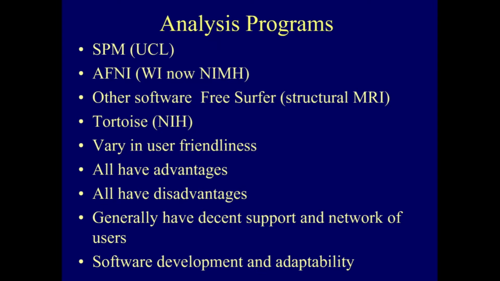There are a variety of analysis programs available that can be used for structural or functional analysis. One is Statistical Parametric Mapping, or SPM, from University College London. AFNI, which was invented in Wisconsin, now is housed at NIMH. There are other software packages available, such as FreeSurfer for structural MRI volume determination and segmentation, TORTOISE for tractography, which is housed at NICHD at NIH. And there are other programs as well.